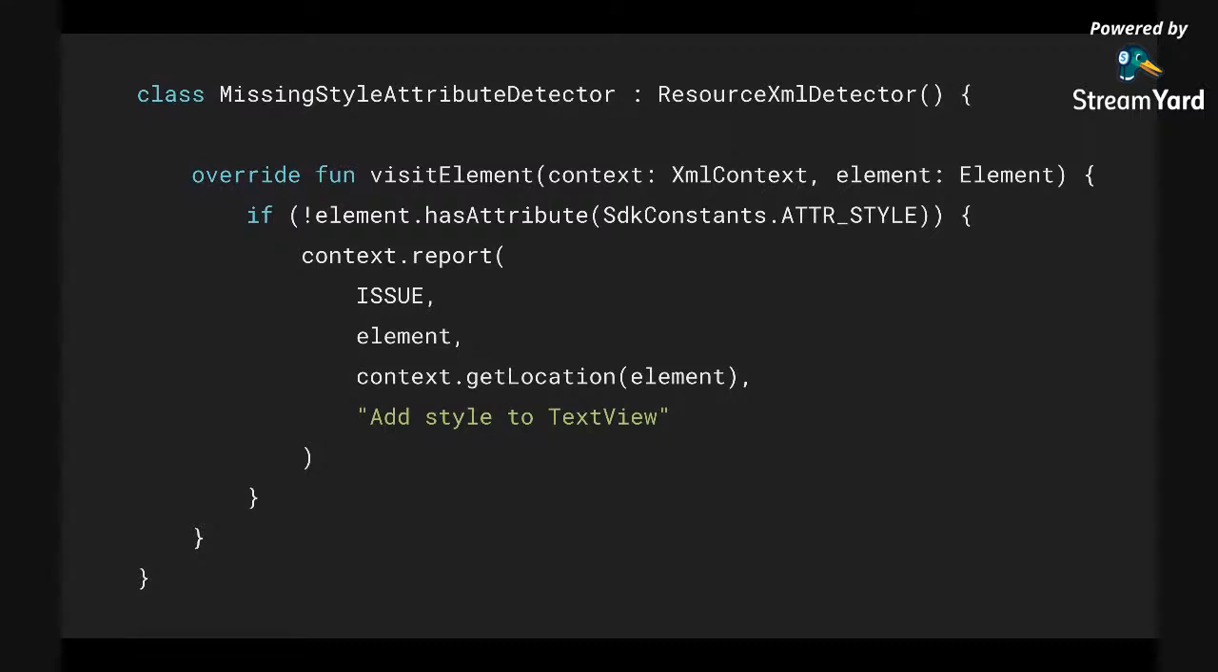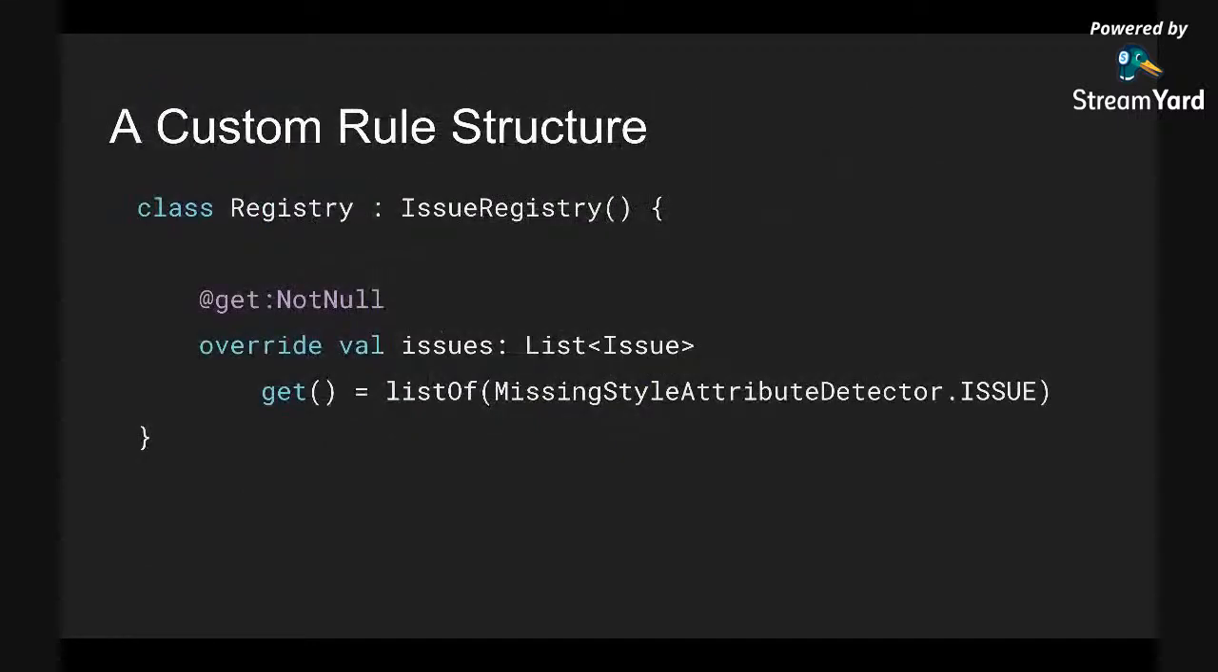That you get from context.getLocation. And the next one is a string message. You can keep this anything you want. So you have completed the custom rule. Now you need to add your issue to the registry so that Lint can pick it up. In this case, since you have only one issue, you get access to the issue and add it to the list.